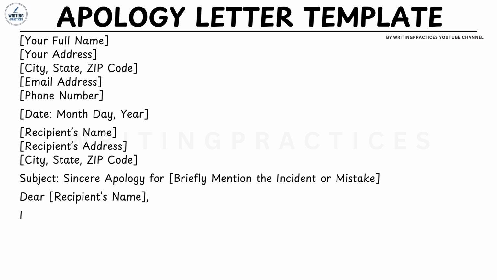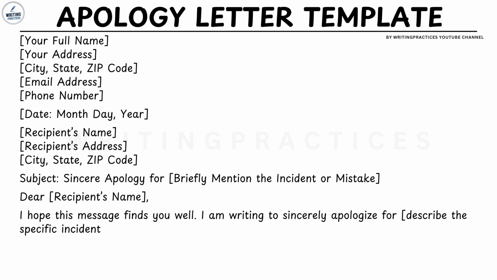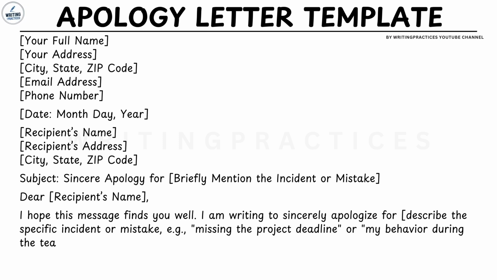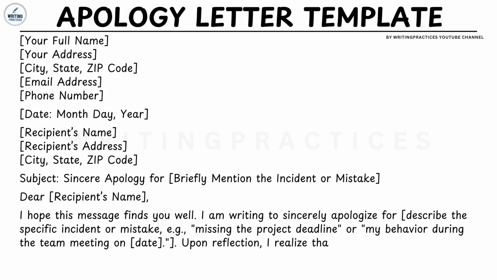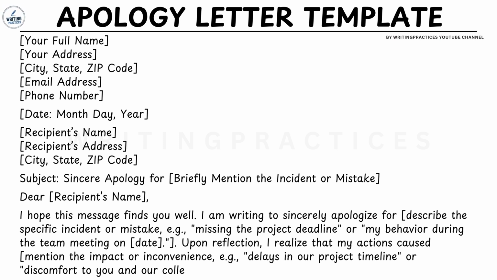Opening paragraph: acknowledging the situation. In the opening, acknowledge the incident or mistake and briefly explain what happened. For example, I hope this message finds you well. I am writing to sincerely apologize for describe the specific incident or mistake, such as missing the project deadline, or my behavior during the team meeting on date. This paragraph sets the stage for your apology by addressing the issue up front. It's important to be clear and direct while maintaining a respectful tone.